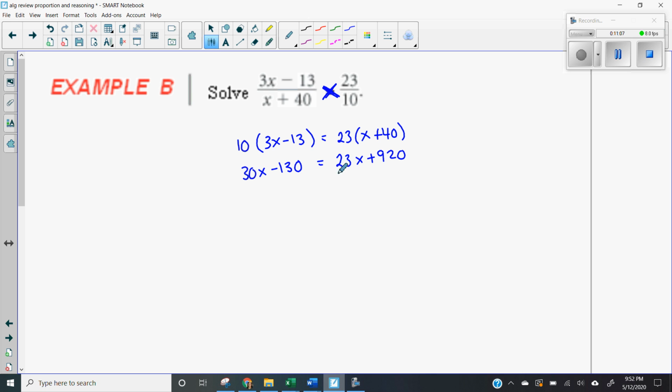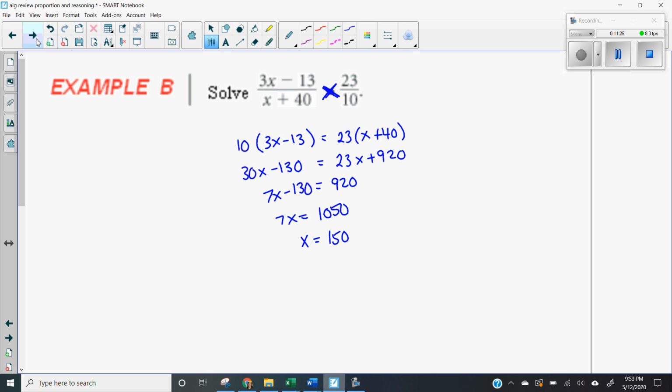Let's get all of our x's together. I'm going to subtract 23x from both sides. I'm going to add 130 to both sides, and then finally divide by 7. Okay, so just a little bit trickier algebraically.